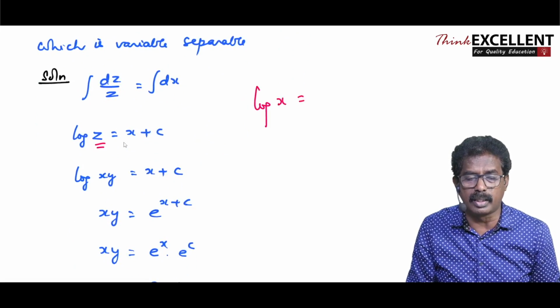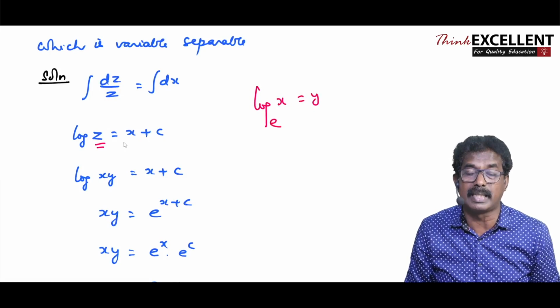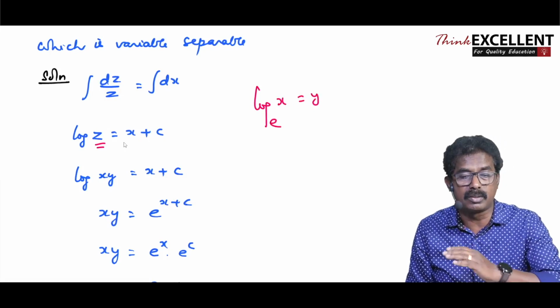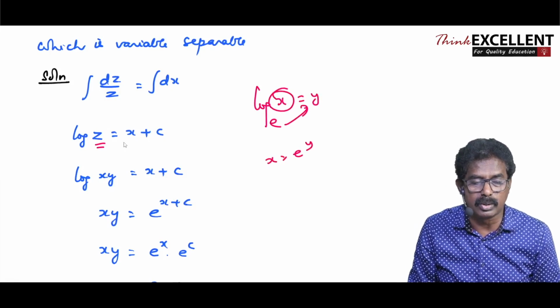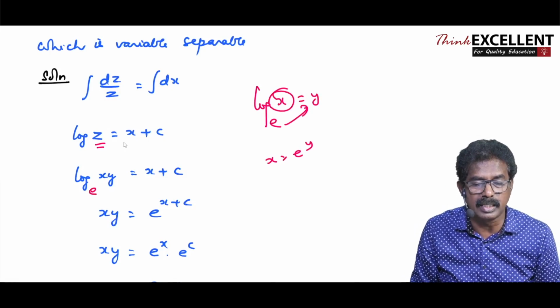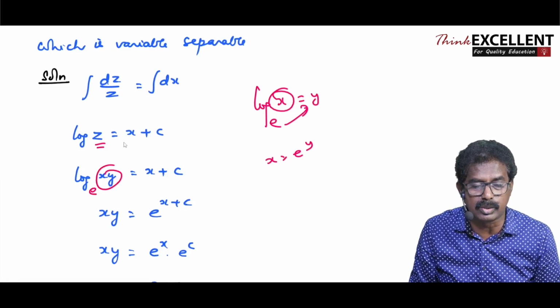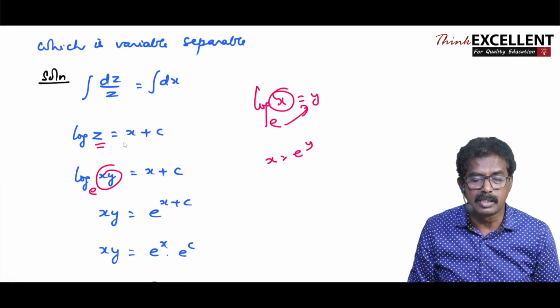Log x equal to y. The base is not given, so you take it as what? e. So how can you change it to exponential form? x is equal to e power y, e raised to y. In the same way here, you take the base as e. So xy is equal to e raised to x plus c.